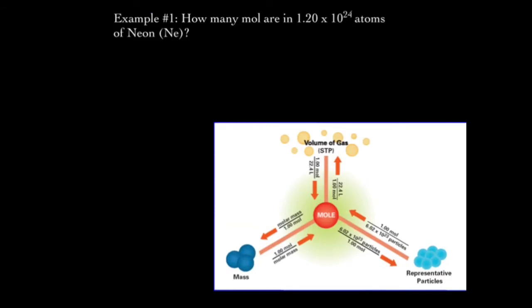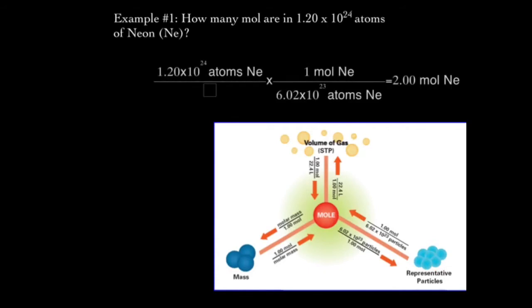So in example number 1 here, the question asks, how many moles are in 1.20 times 10 to the 24 atoms of neon? So you notice we're starting down here with atoms, and we're starting with this number of them. Atoms are representative particles. And so that's our given amount. And remember, the given amount goes in the top left of the equation. So far we have our given amount typed into the equation. Now we just need to fill out the rest.